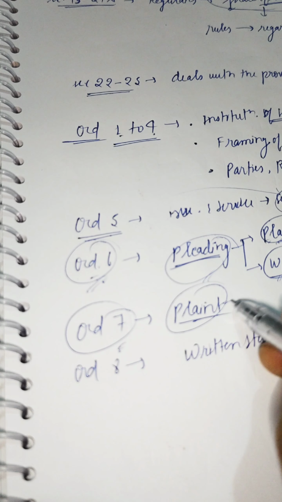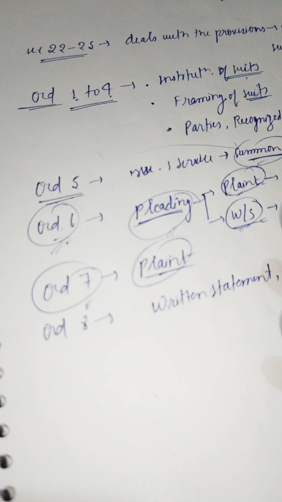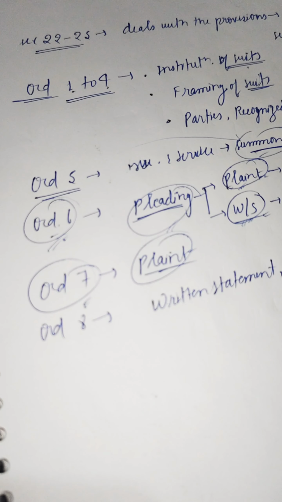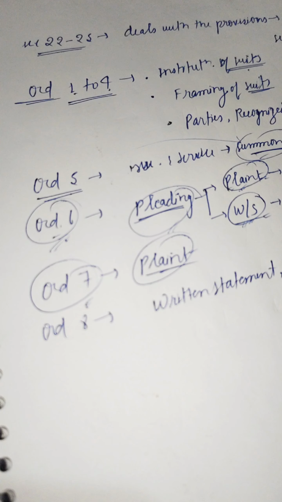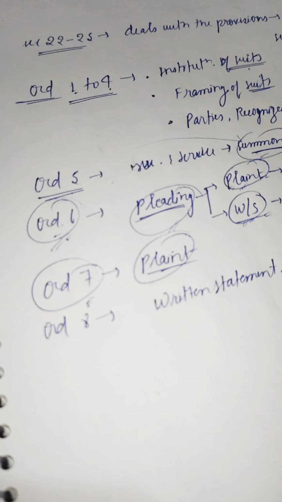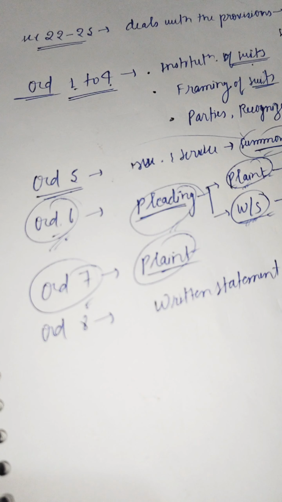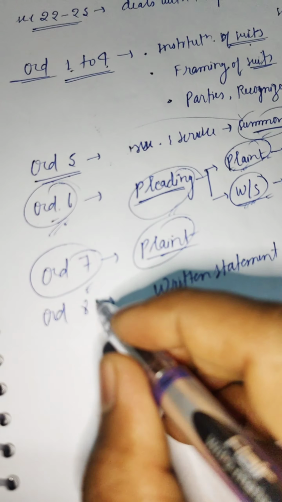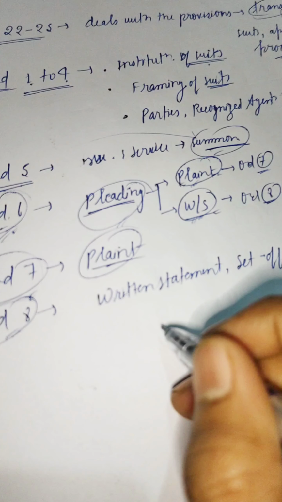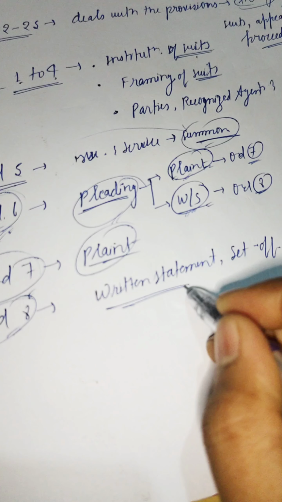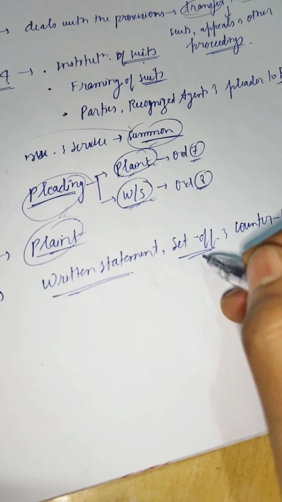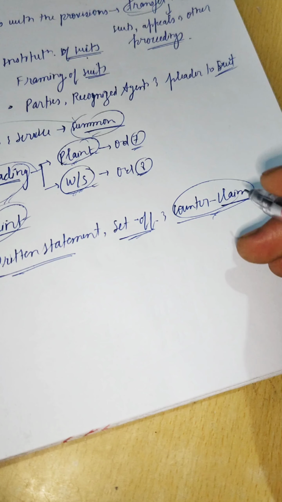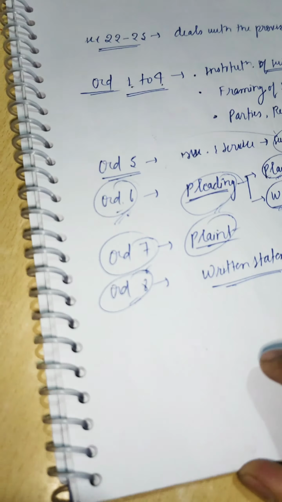After that we will discuss in order 7 the plaint: what would be the contents of the plaint, what would be the key or fundamental elements that have to be there in the plaint so that the plaint is not treated as null or void. Okay, then we will discuss in order 8 the written statement, the set off, what this word means, set off, and counterclaim. We will discuss the concepts of all these things in order 8.